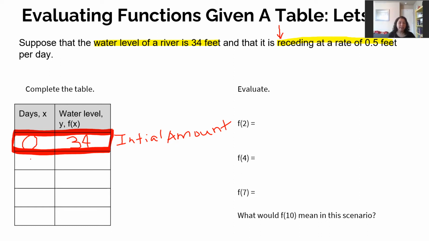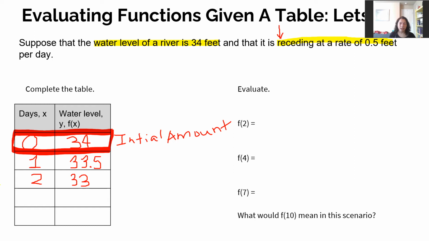After one day, if it recedes at a rate of half a foot per day, well, after 1 day, shouldn't that be, ooh, that looks bad, 33 and a half? Okay. How about after two days? Because that's what we need right there, right? So after 2 days, we would take off another half, and that would be 33.